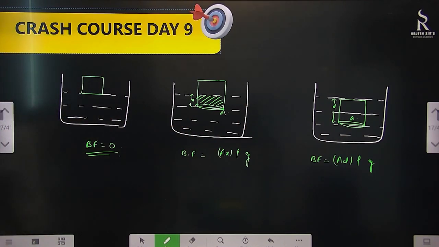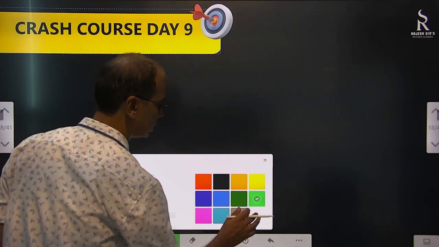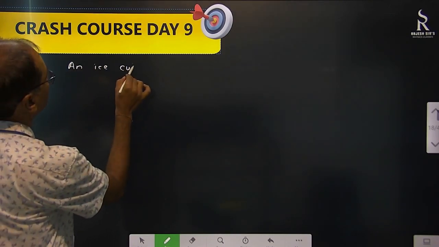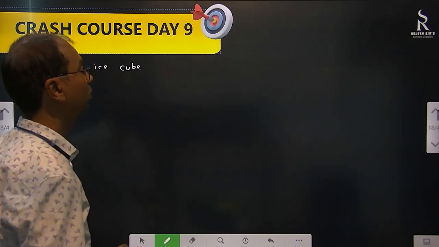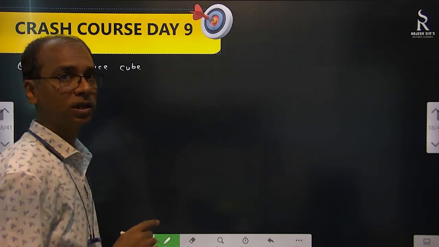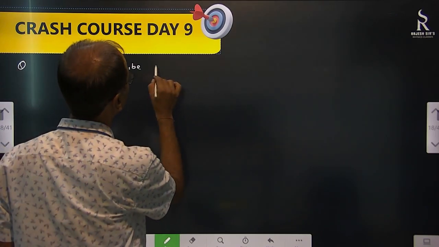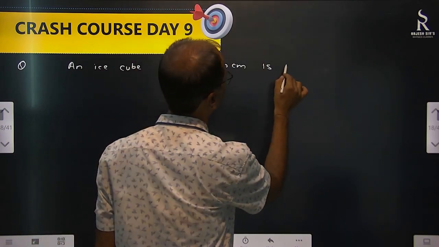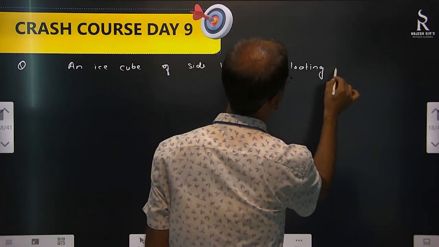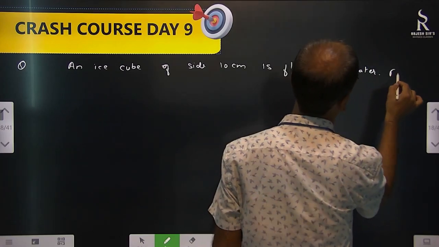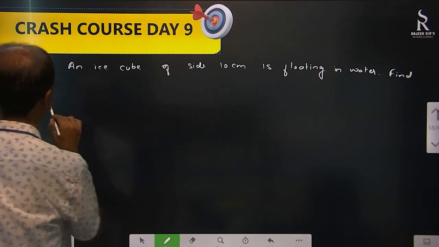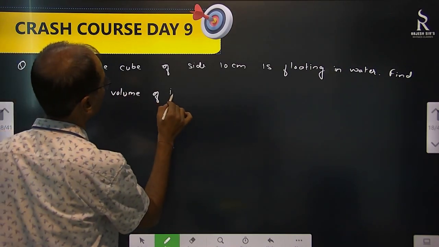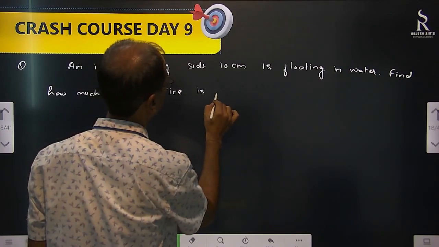Okay, alright. So now questions are there on this one also. In floating case, what questions are there? It says that an ice cube, ice density is what? 900 kg per meter cube, or 0.9 gram per cc. That means its density is less than water. An ice cube of side 10 centimeter is floating in water. Find how much volume of ice is outside water.